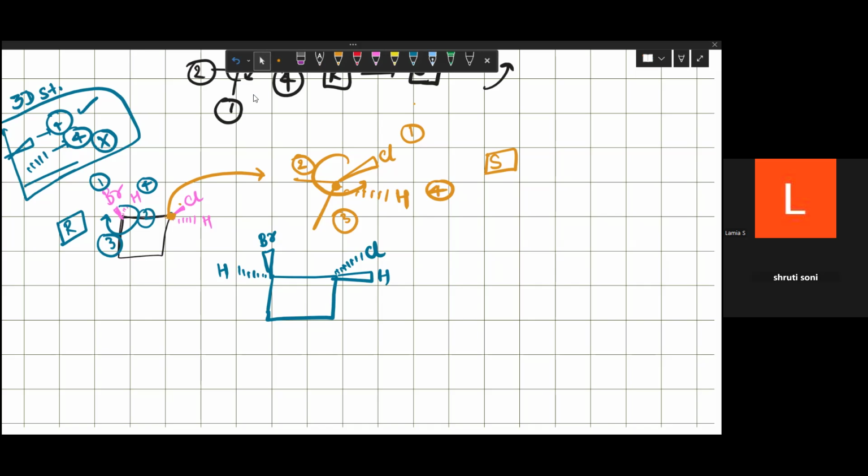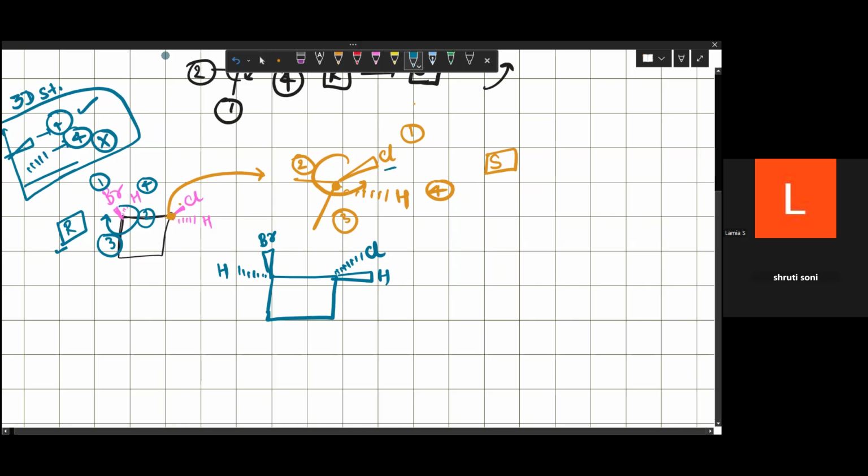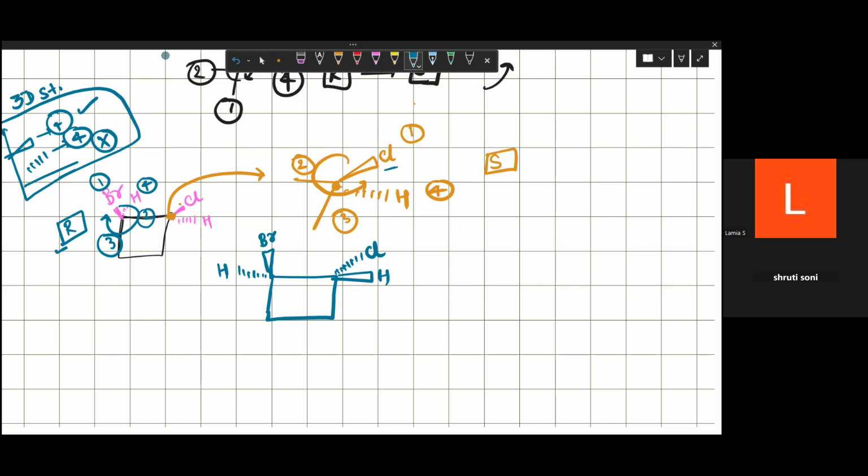See, for bromine, we solve that, the chiral carbon which has bromine is R only, okay? We solve that. But when we solve the chlorine on the wedge side, in that case it is S. So what we are going to do, we need to convert this into S. So I just change their positions. If I change these positions, the configuration will also change.